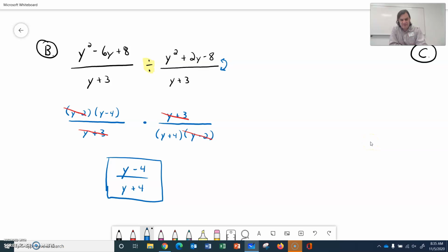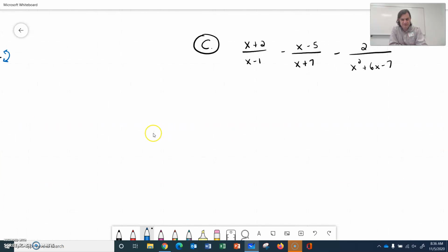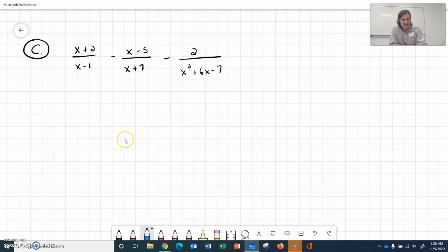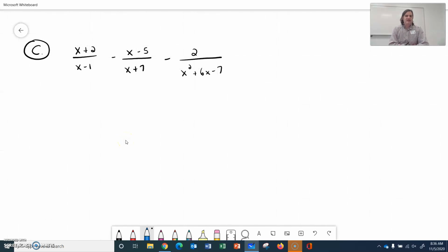So I think we've got one more problem. This one here is three fractions, combined by addition or subtraction. So three fractions is a little bit of work here, but the first fraction is x plus 2 over x minus 1, and then from that we're going to subtract the fraction x minus 5 over x plus 7, and then from there we're going to subtract the fraction 2 over x squared plus 6x minus 7.